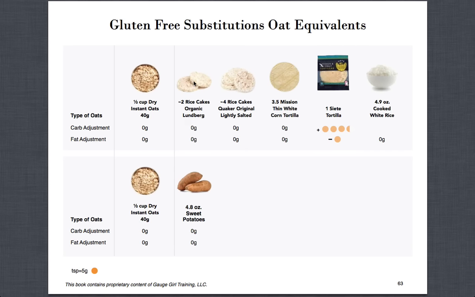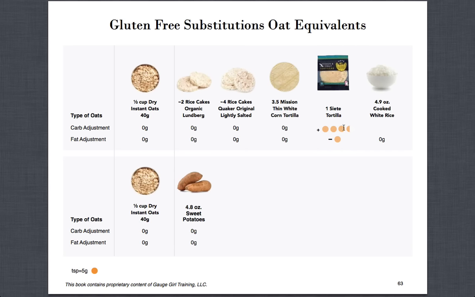Well, you could have rice cakes. The organic Lundberg brand, I particularly like this brand. However, you can only have 2 of those rice cakes, as opposed to if you get the Quaker original brand, you could have 4 of those. So this is where reading the labels is very crucial. It gives you more detailed information.